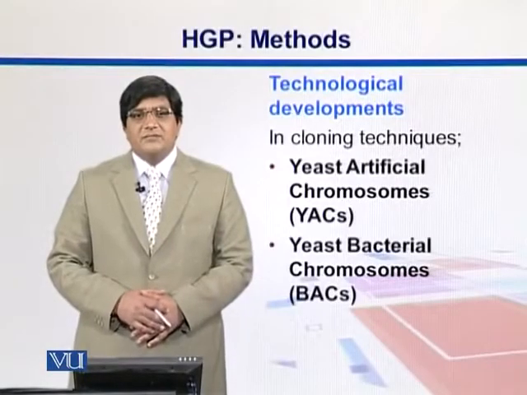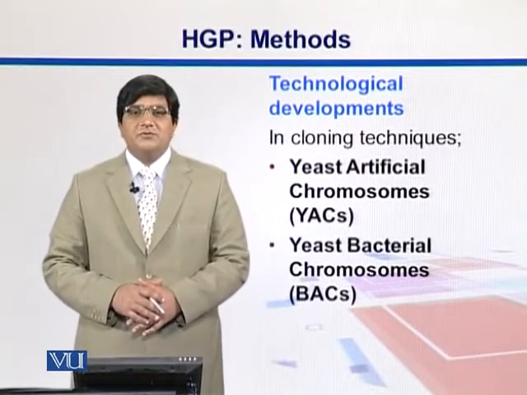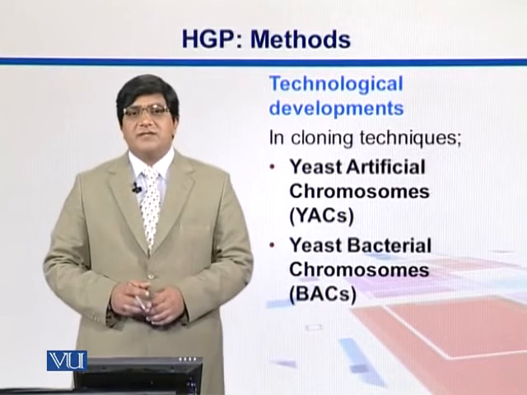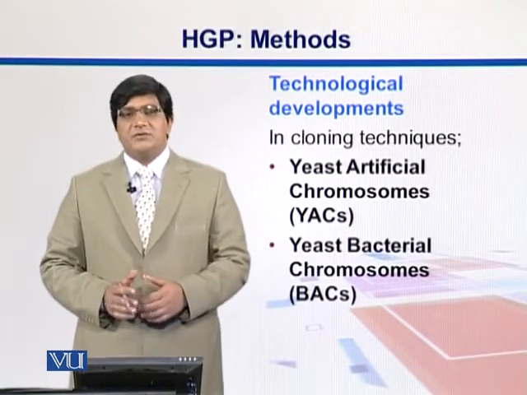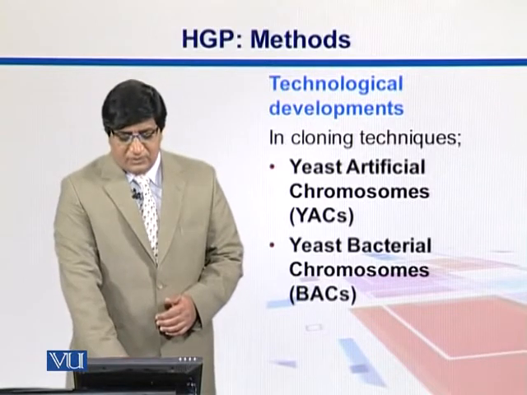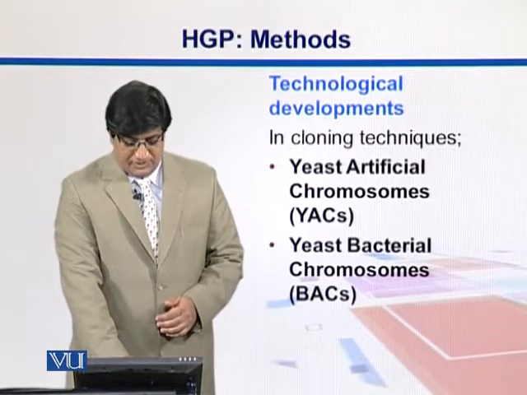So different techniques evolved over the pace of time which contributed to the Human Genome Project. If we look into the cloning vectors, we have seen that there were yeast artificial chromosomes and bacterial artificial chromosomes. They got discovered. So the cloning vectors like BACs and YACs were used in the Human Genome Project.